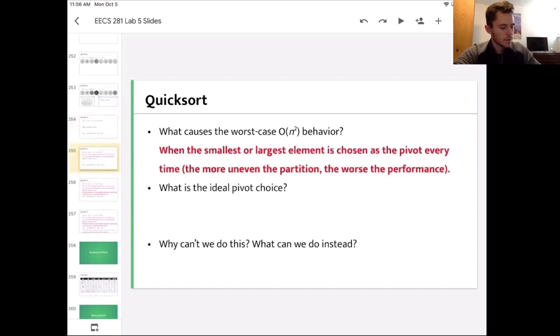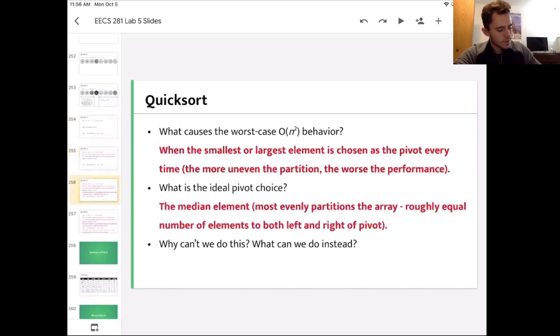Worst case behavior is the smallest or largest element, right? Because we want our pivot to be in the middle, as close to the middle as possible. So if you have the smallest or largest element, you're moving that all the way to the middle, so you're going to be doing lots of extra swaps. Conversely, the best pivot choice is the median element, because that's going to get us a really good partition where we have to do significantly fewer swaps.